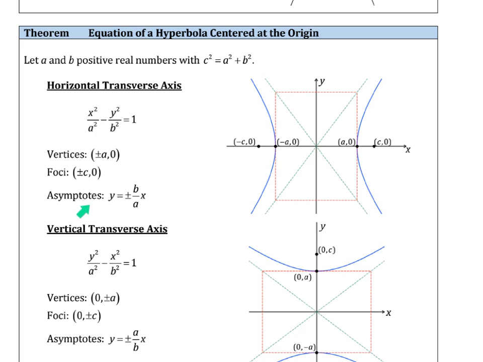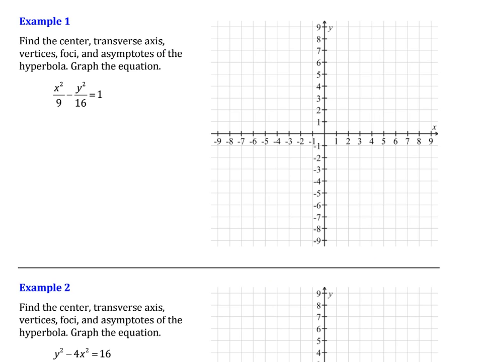And now, what about your asymptotes? Well, the slope is always going to be rise over run. So you're going to take the denominator's square root over the other denominator's square root. And it's always going to be what's under y divided by what's under x. Take the square roots of those. Let's take a look at an example.